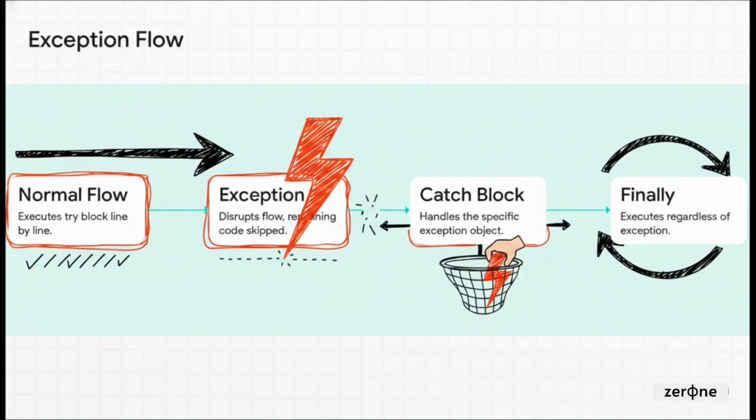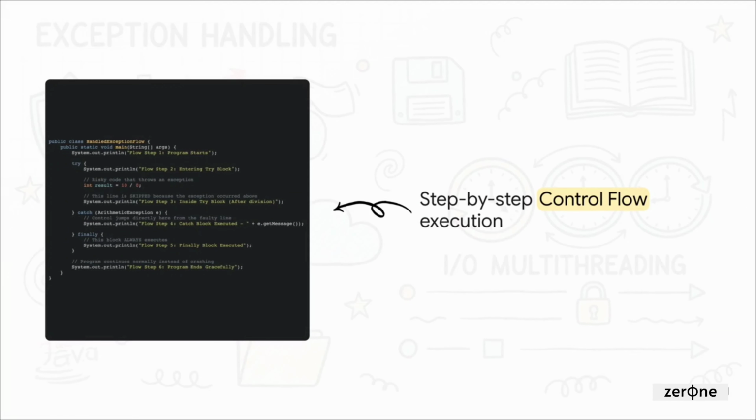And finally, Step 4, finally execution. Regardless of whether an exception occurred or was caught, the JVM always finishes with a final execution cleanup block. Let's actually put on our JVM hats for a second and patiently trace through a real code scenario.